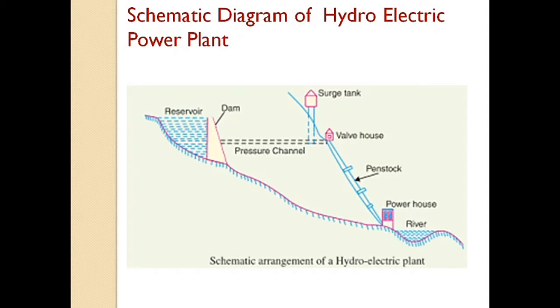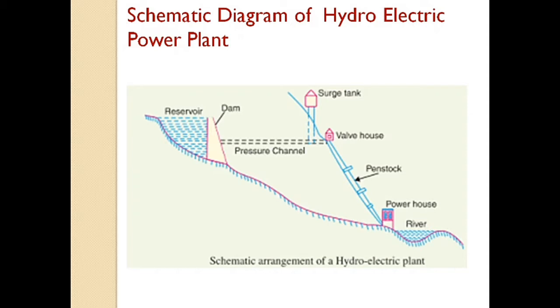Spillways are used. Spillways are constructed on the concrete piers on the top of the dam, and gates are provided between these piers, and surplus water is discharged over the crest of the dam by opening these gates.